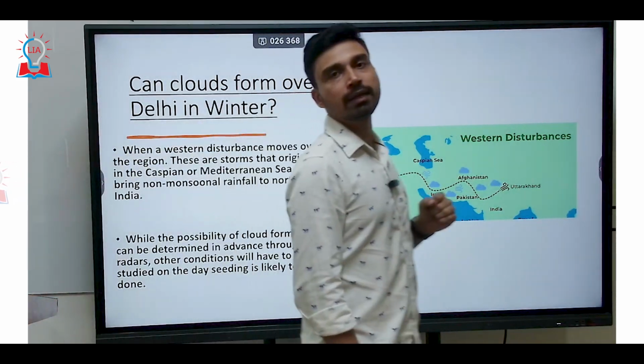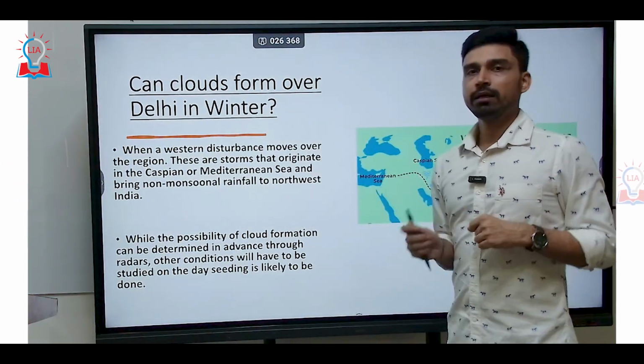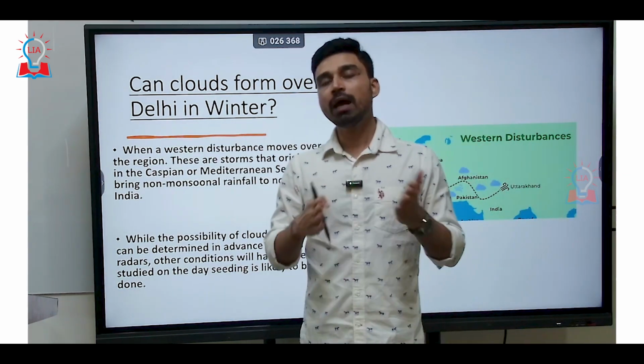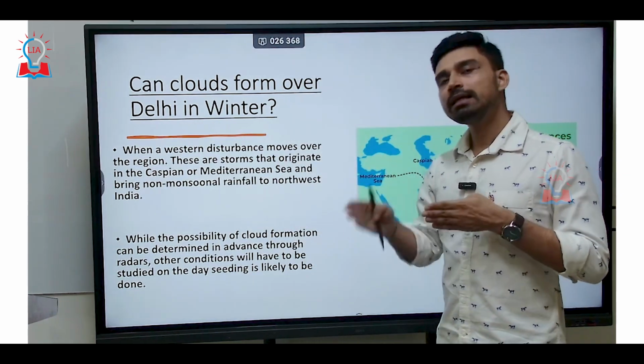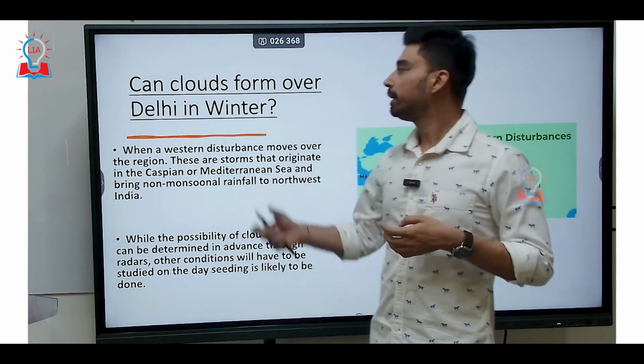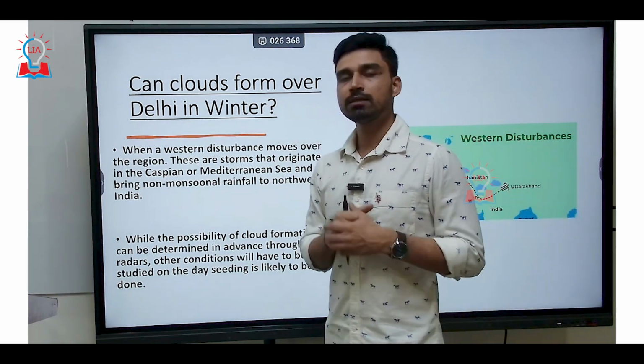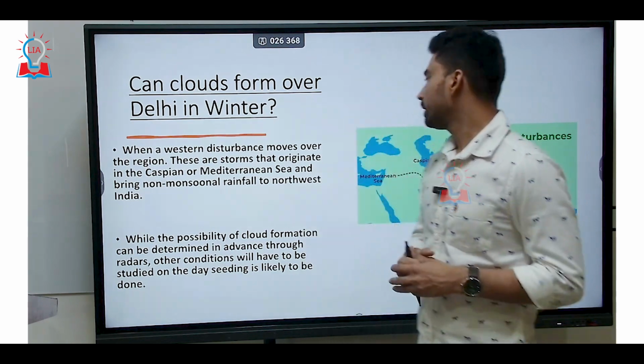So the question that comes to our mind is that generally the cloud density, the number of cloud droplets, will be higher during the monsoon season, but the Delhi government is planning to use cloud seeding in the winter months. So can clouds form over Delhi in the winter months? That is the first question. The answer can be given by this.